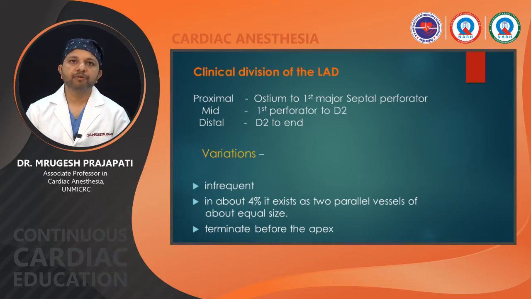If we look at the variation in the LAD, it is very infrequent. In about 4% it exists as two parallel vessels of about equal size. In some individuals it may terminate before the apex.